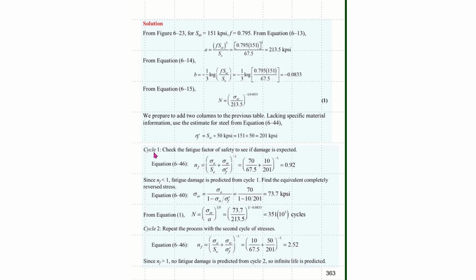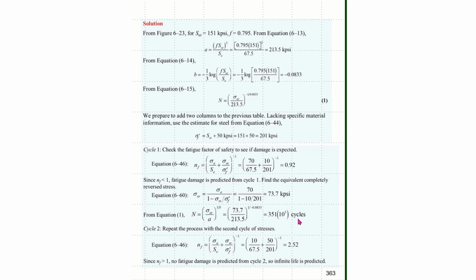So now for cycle 1, I'm going to check the fatigue factor of safety to see if damage is expected. Using the Morrow equation, I can get my safety factor, and it turns out to be 0.92, so fatigue damage is expected. So from the completely reversed stress equation, equation 6-60, I get this expression, and I can solve for sigma AR as 73.7 kpsi, and I can solve for the number of cycles, which gives me 351 times 10 to the third cycles.